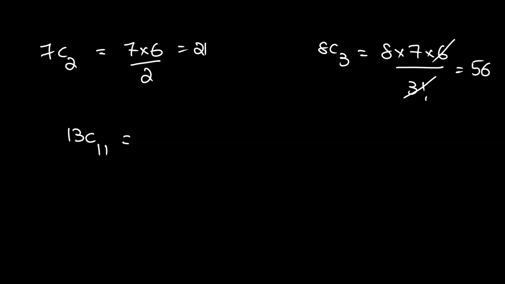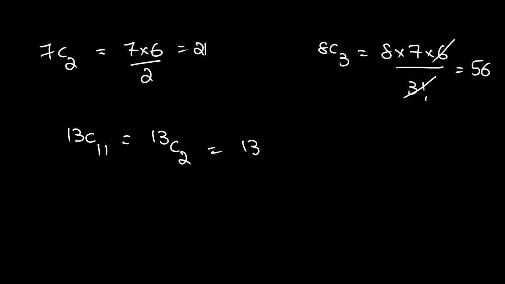But listen, everybody focus here. See, the basic meaning of 13C11 means what? 13 people attended for interview. You need to select 11. Is that equal to 13 people attended for interview, and I reject 2 people? Both same, right? Now, what is the advantage of 13C2?